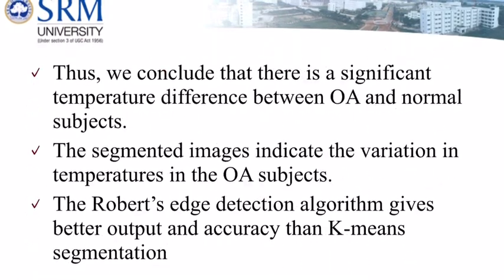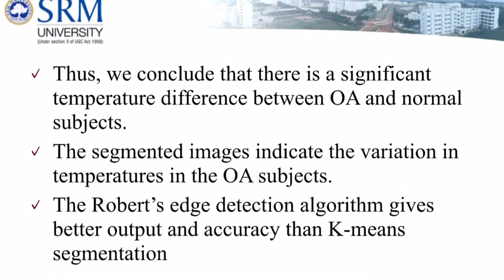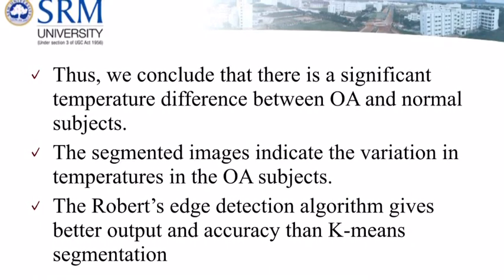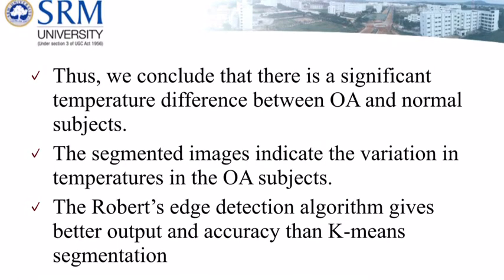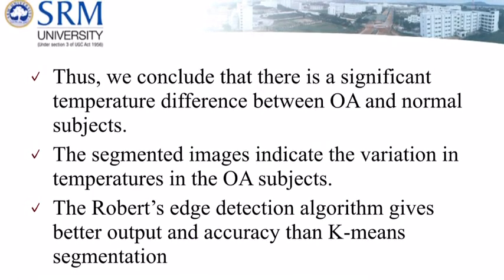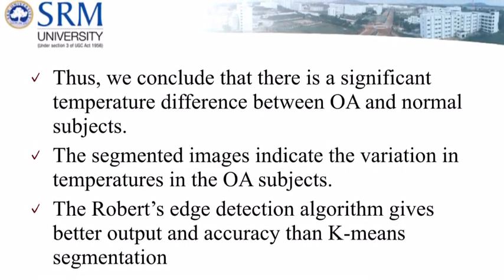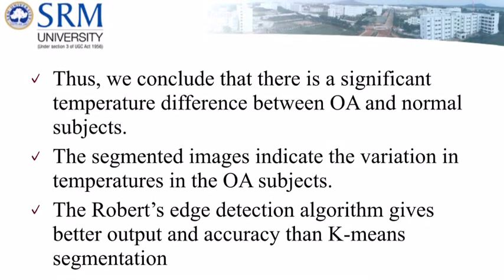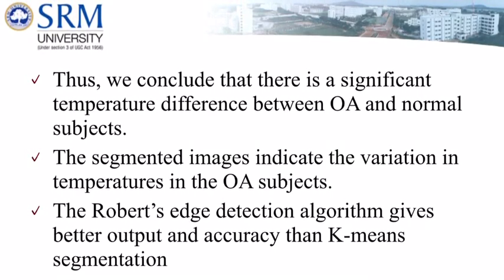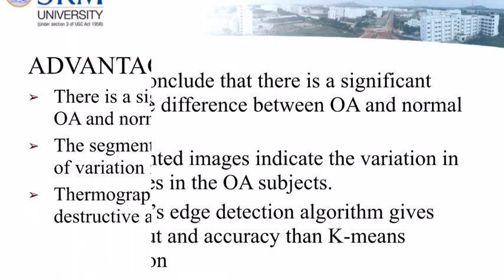Thus, we conclude that there is a significant difference in skin temperature between knee osteoarthritic patients and normal subjects. The segmented images indicate the variation in temperature in the osteoarthritic subjects. The Roberts edge detection algorithm gives better output and accuracy than the K-means segmentation algorithm.